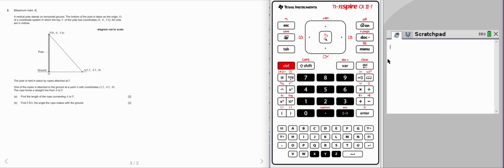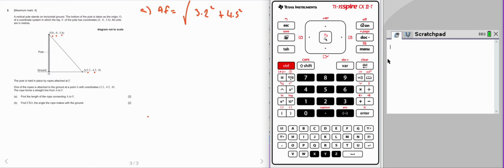So in our formula pack, we're looking for the formula for the distance between 2 points in a three-dimensional coordinate system. The distance AF is going to be the square root of, so the change in x, we've got 3.2 here, and that goes to 0. So 3.2 minus 0 is 3.2. We're going to square that. We're going to add that to the difference in the y values. So that's 4.5 minus 0, which is going to give us 4.5 squared.